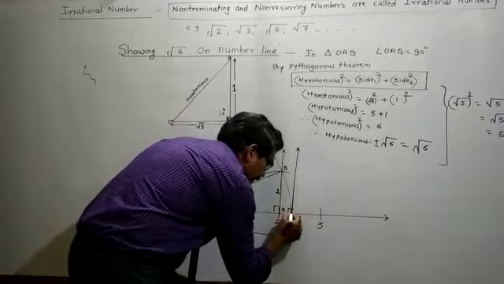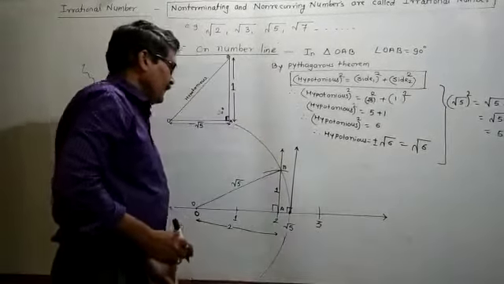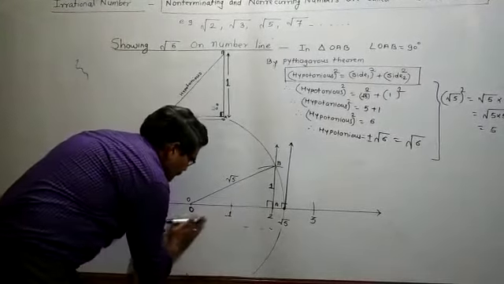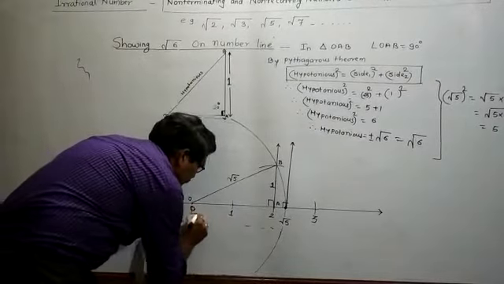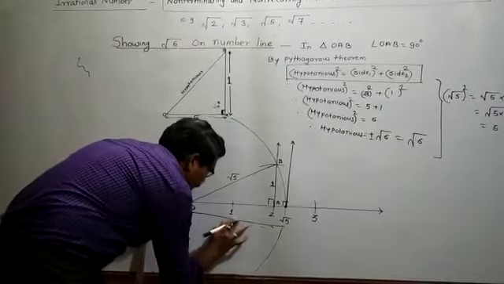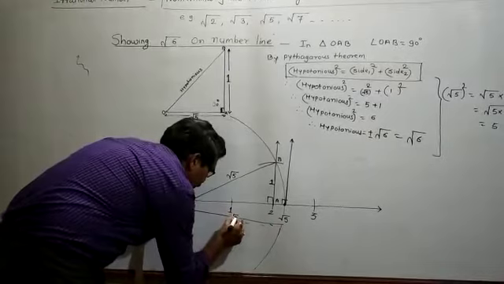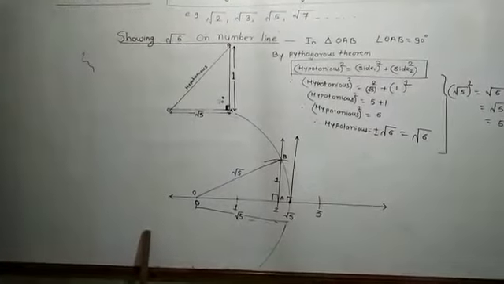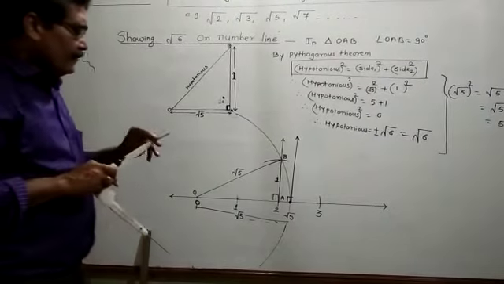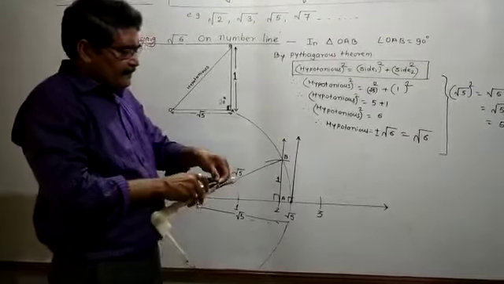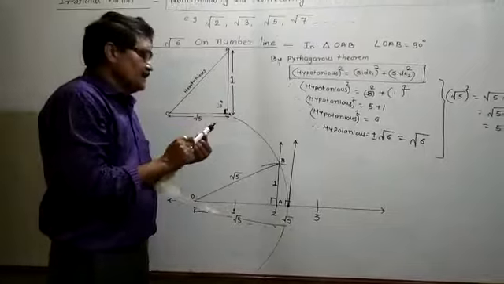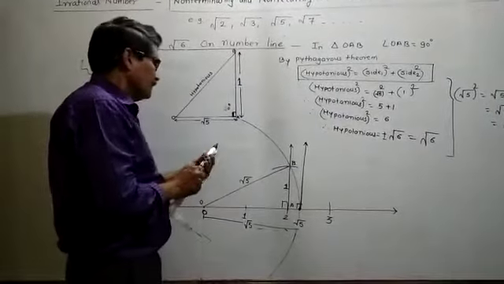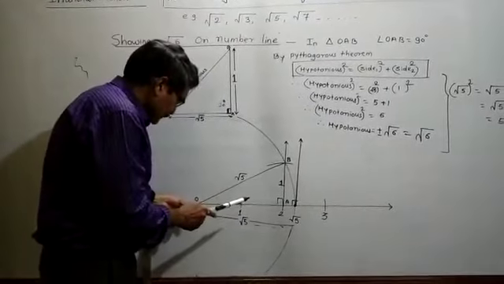From this same point you have to draw the vertical distance, and from that you have to take this distance as square root of 5. Now this distance will come square root of 5. And this distance you have to take as 1 unit. For that you have to use the compass, and you have to draw the 1 unit distance. So you have to take this distance as 1 unit.